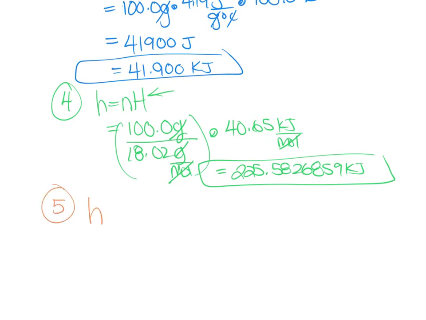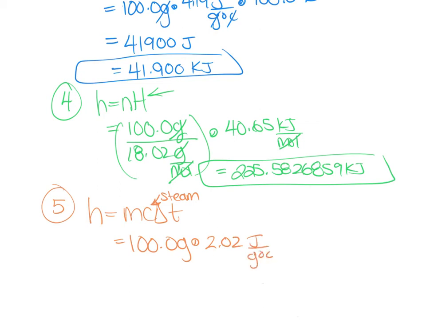Step number 5, because it's changing temperature, that means that it's a kinetic energy change. It's still 100 grams. This time, now it's steam, right? So we need the specific heat capacity of steam. If we look on our last page again, you'll see that the specific heat capacity of steam is 2.02. And now the temperature change is only 20 degrees, right? Because it went from being at 100 to now being at 20.